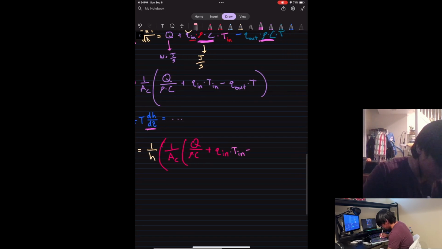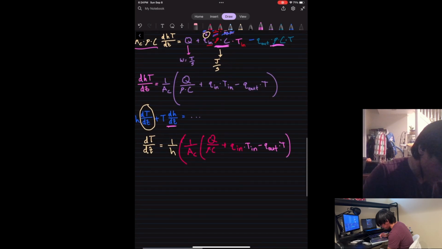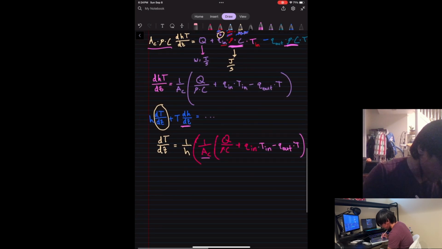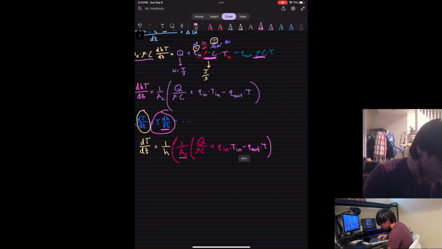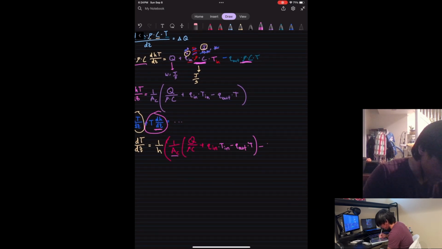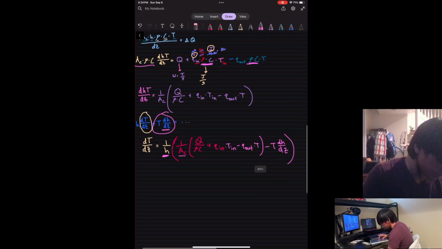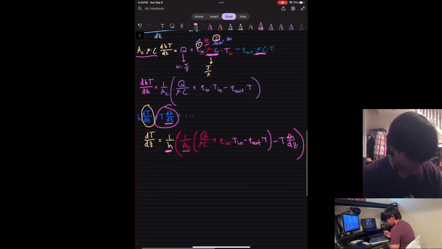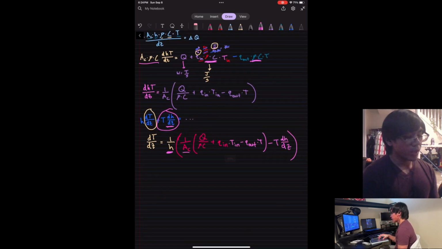the difference in our volumetric flow rates or energies, that is times T. And all of that is still times the 1 over AC. But in addition to that, we subtracted our derivative with respect to height term. So this will be minus T dH/dt. And all of that is still divided by our height. So yeah, we isolated all of that now.